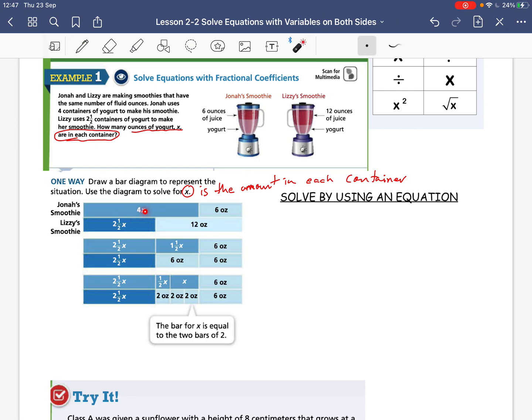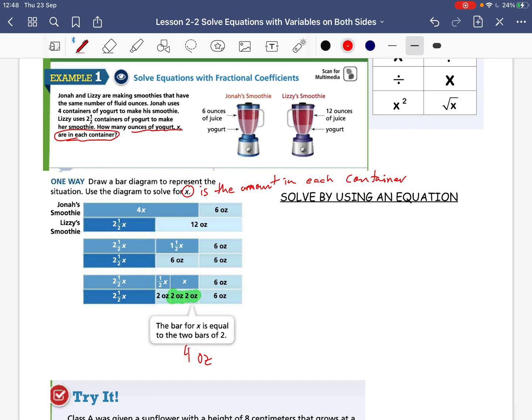So we can set this up. They're saying 4x plus the 6 ounces is Jonah's smoothie. 2.5x plus 12 ounces is Lizzie's smoothie. So we're just splitting it up here. We know that this would be the same. So 1.5x would have to be 6 ounces, and then they split it up into thirds. So we can see that X is 2 and 2, which would be a total of 4 ounces.